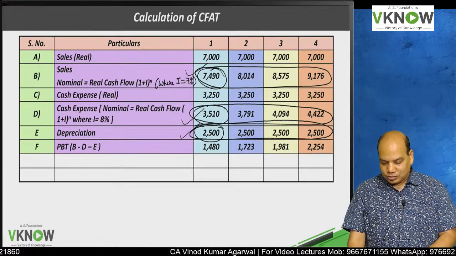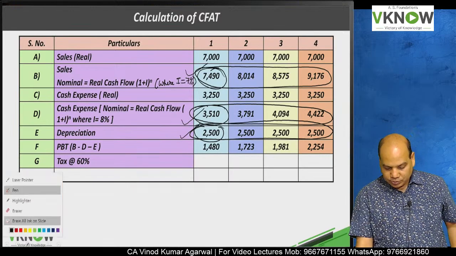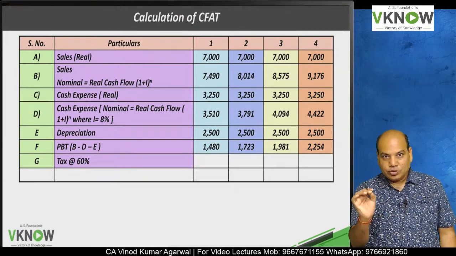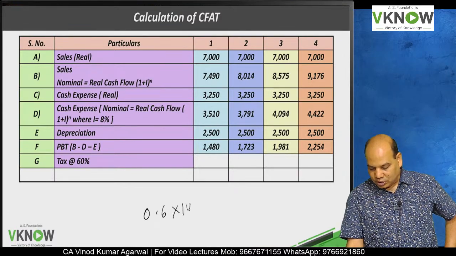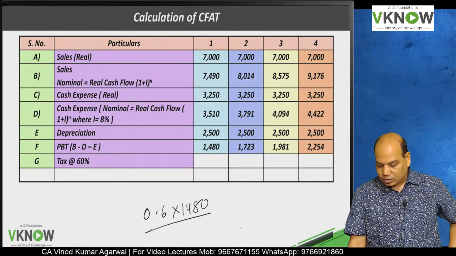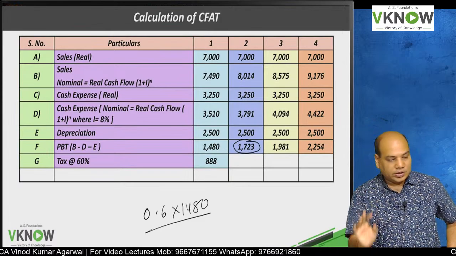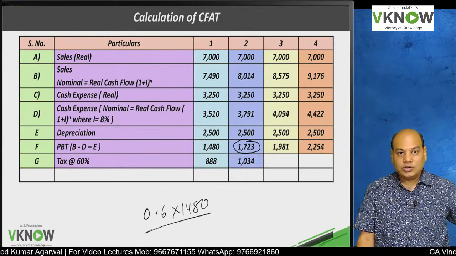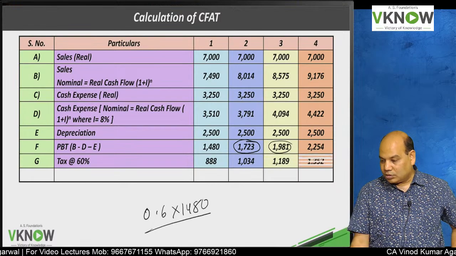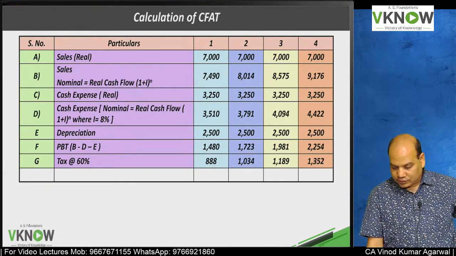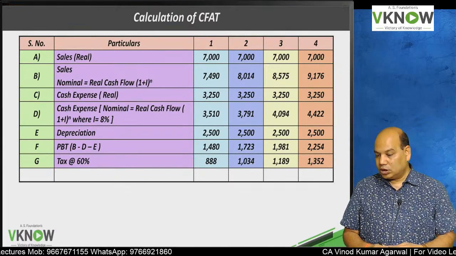Very good, 2254. Now compute tax at the rate 60%. First type on your calculator 0.60 into 1480. You will get 888. Now just type 1723, press equal to. You will get the next answer, 1034. Type this number equal to. Check the answer. This is your taxation.